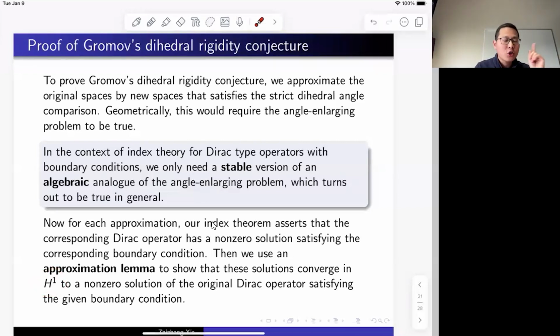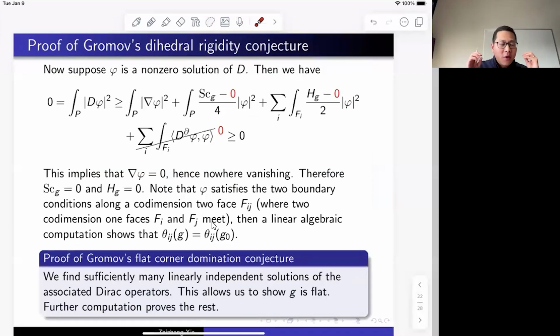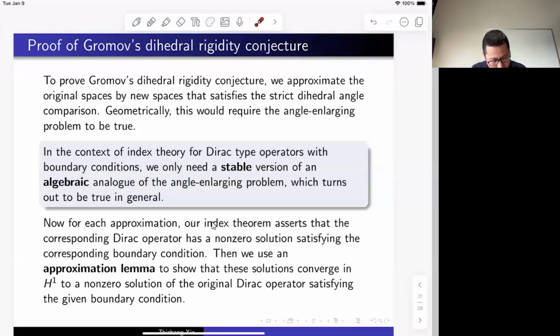The key point is that it's not only converging in L2, weakly, of course it does converge. Actually, it converges in the Sobolev space H1 to a non-zero solution of the Dirac operator of the original problem. And that's how you get that solution. Okay, if we take this for granted. By the way, I probably don't have time to explain this approximation lemma, but in Jinmin's talk, he will give the full details of how this approximation lemma works.